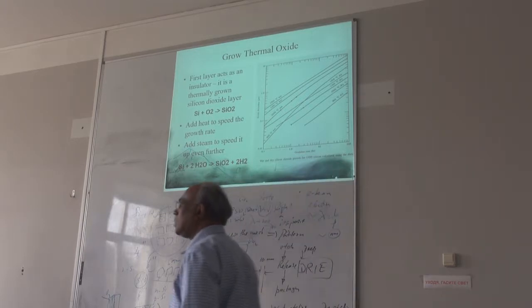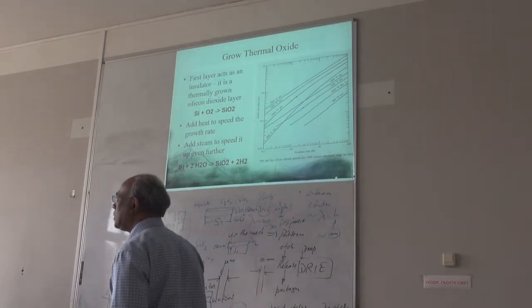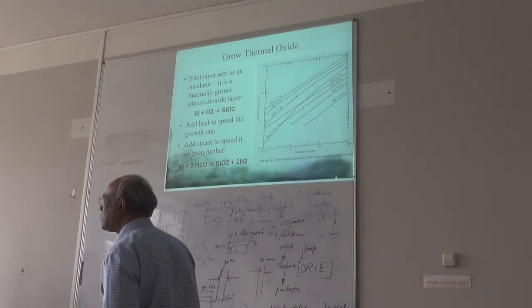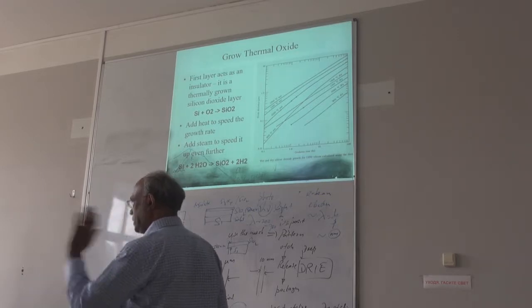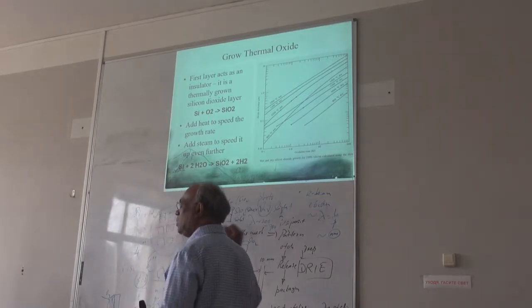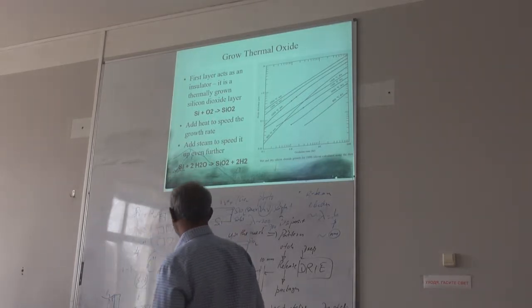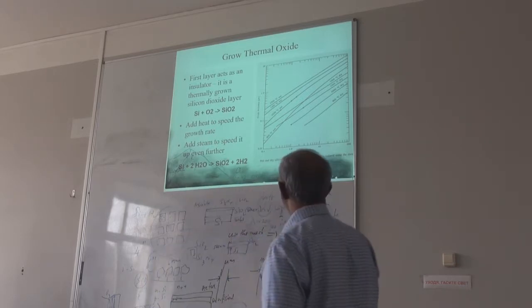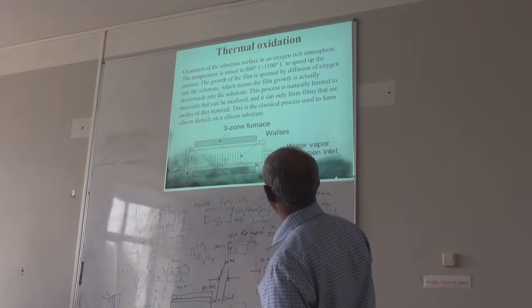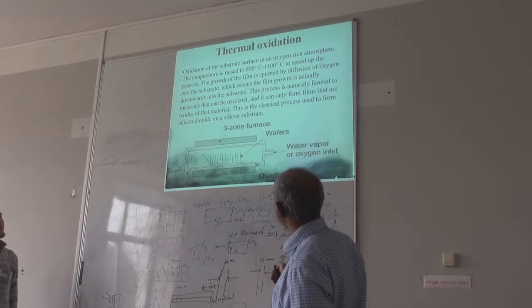And what is the source of silicon for growing the layer? The source is just oxygen gas. Oxygen gas, yeah. Or if you want, you can have steam, just water, at high temperature. Here is the silicon. This is how you do it.